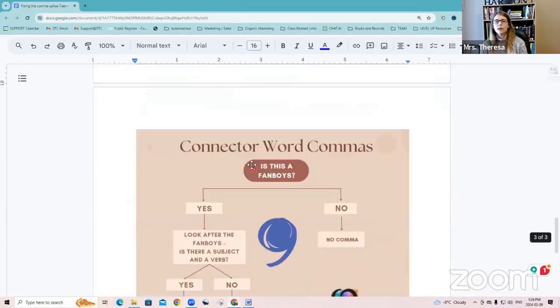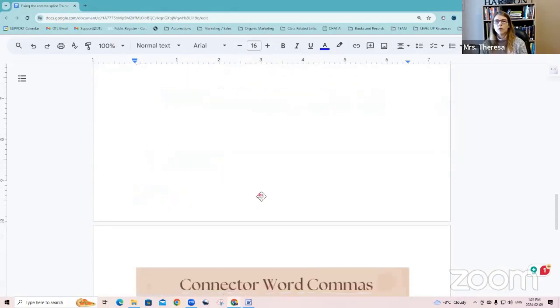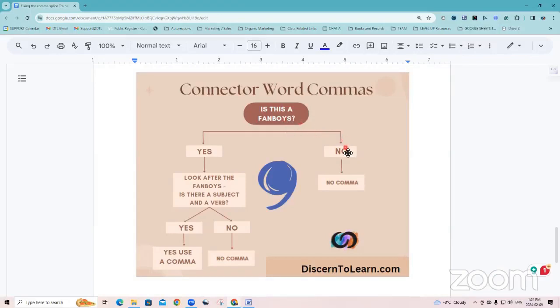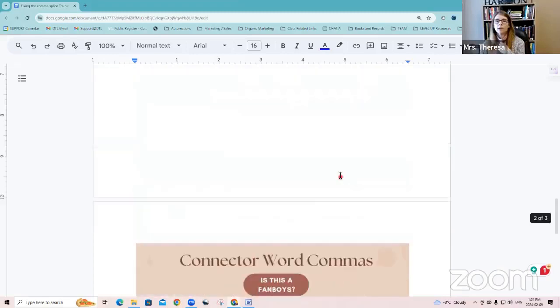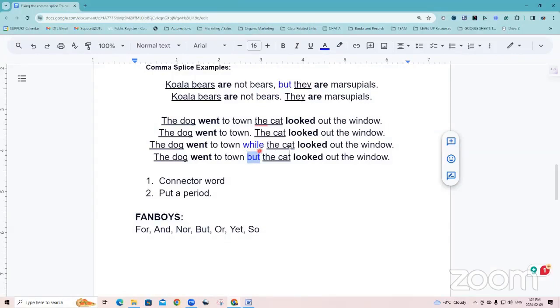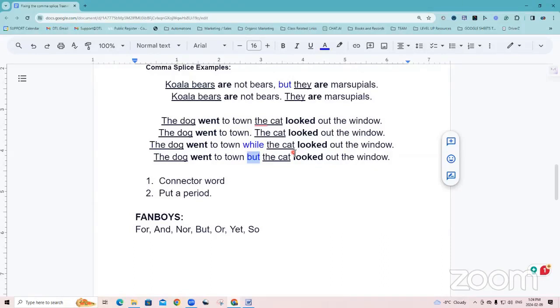Let's review the fanboys. For, and, nor, but, or, yet, so. Is that connector word a fanboys? No. So we follow to the no line. No, then no comma. That easy. Super easy. No fanboys, no comma. So we don't ever put a comma before while. That's strange, right? Because most everyone would just stick a comma. We don't ever put a comma before because. Yeah, I know. People do it all the time. You don't even think about it.